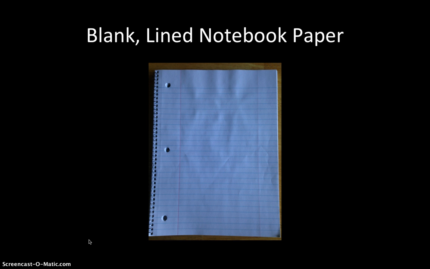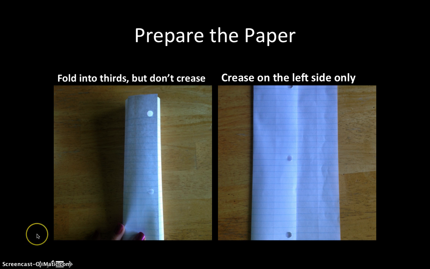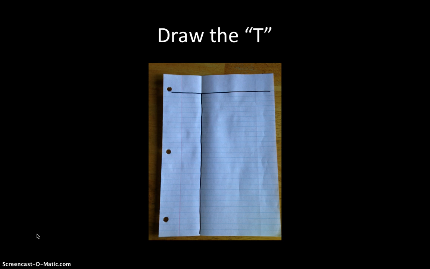Okay, I need you to start with blank lined notebook paper. Mine is still in the notebook. Notice that it is wide ruled, not college ruled. I don't really care which one you use, as long as you do have lined notebook paper. And you will need to tear it out of the notebook. Okay, fold it into thirds. Do not crease it. You are going to open up, as you see on the right here, the right side, and you're only going to crease the left side.